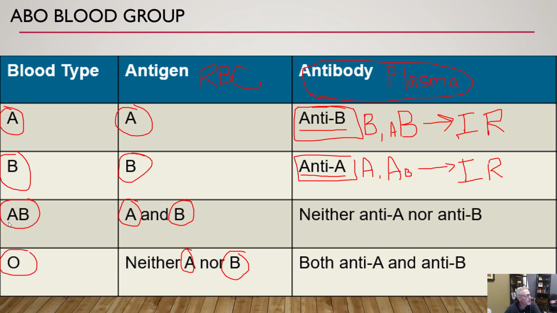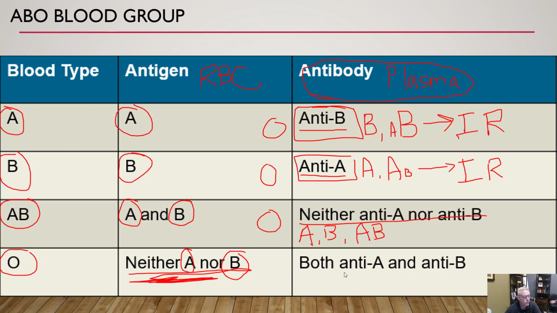Now, if we have type AB blood, we don't have any antibodies in our system. So we can receive type A blood, we can receive type B blood, or we can receive type AB blood. And I should say here, with all of these, we can receive type O, because O is a good blood. O has no antigens on there.